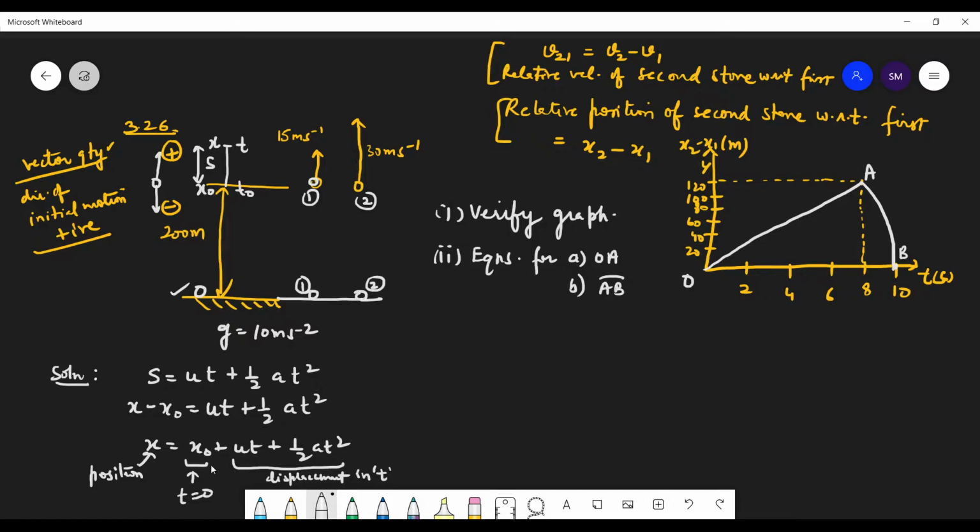So what is the position at time t? Position at time t will be the initial position plus the displacement in time t. So that's the initial position, x naught, and then the displacement. Then you'll get the final position, that is x. I hope this is clear. This is a very important formula, students. So you will need it.